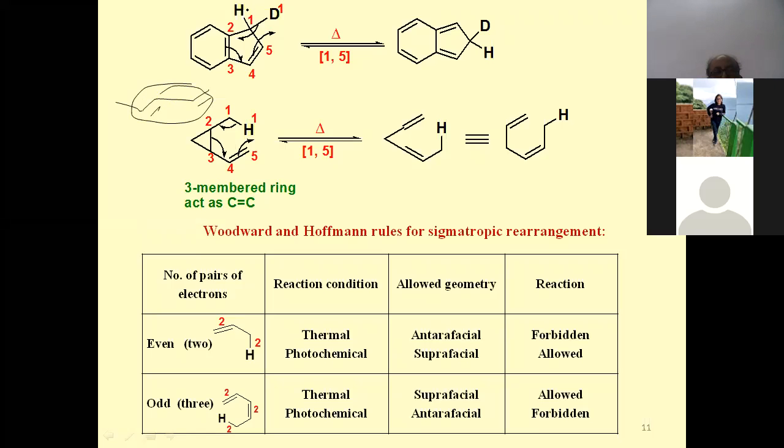So here, the bond that is going to break is 1,1. Then 2, 3, 4, 5. So the shift is going to be 1,5.